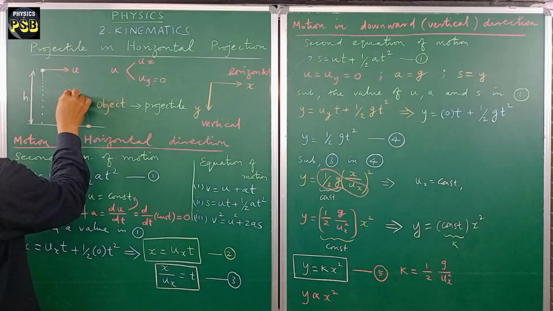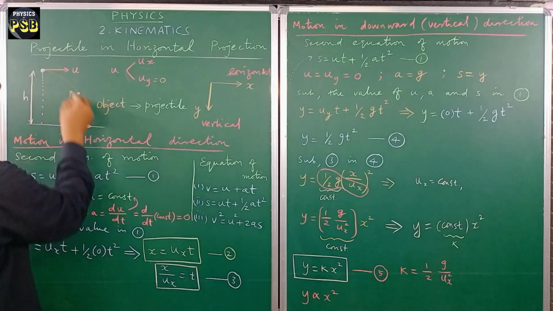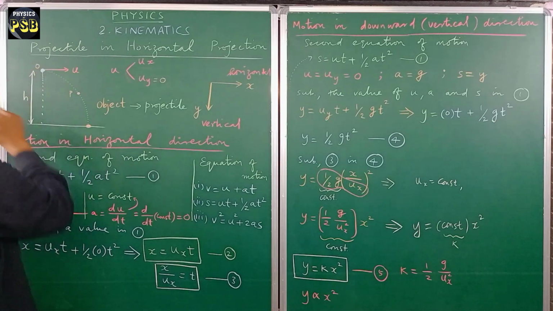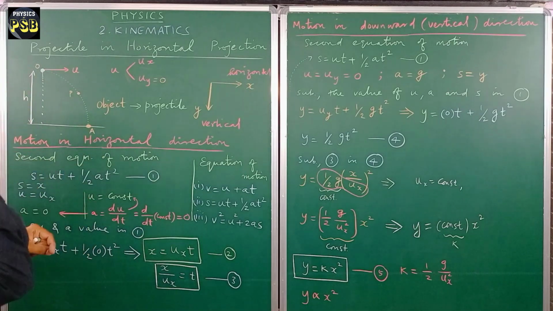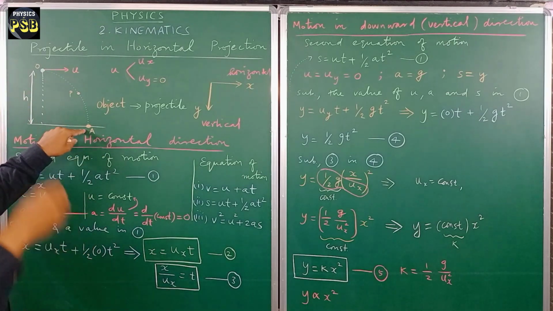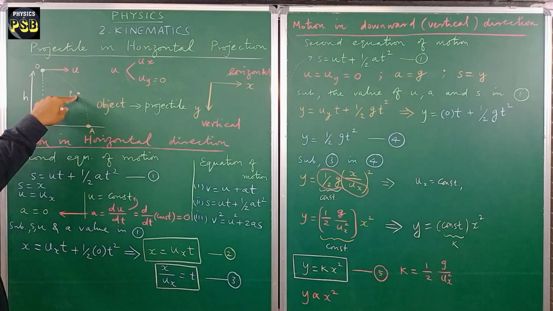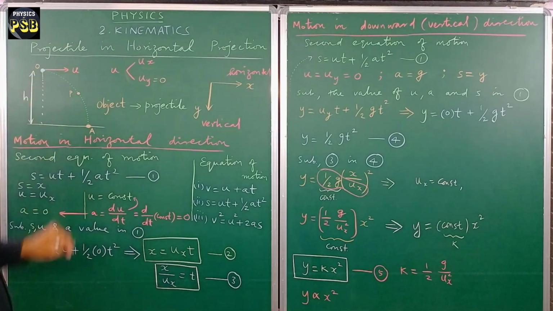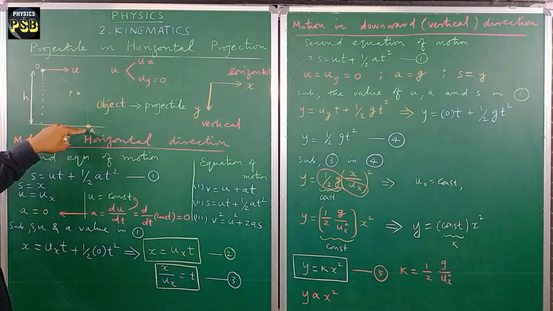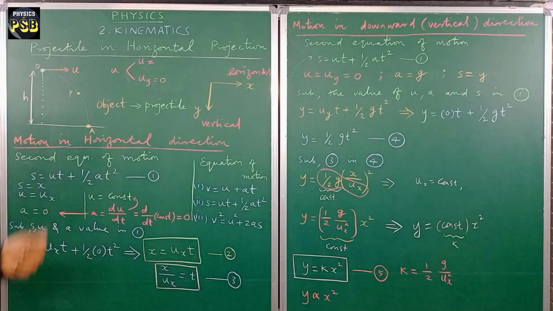I take one point here, I name it as B. This point is named as O and this is named as A. Here O is the point from where the object is thrown and A is the point where it hits the ground, and P is taken as a point somewhere in the trajectory, in the path. Here OP is a parabolic path from the diagram.